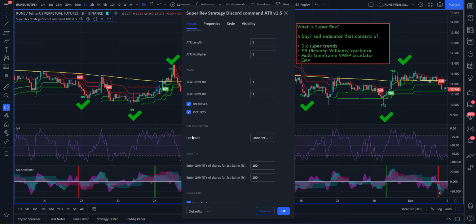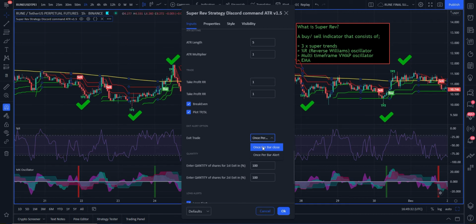The final bit here is your exit trade option. If I just open this, you have once per bar close or once per bar. Basically, say your stop loss is at a certain level. If the price goes below it but then bounces back up, so it just wicks through your stop loss, if you have once per bar close, it won't stop you out. And we find that having once per bar close significantly increases your performance results, your wins, because a lot of the time price does wick down.